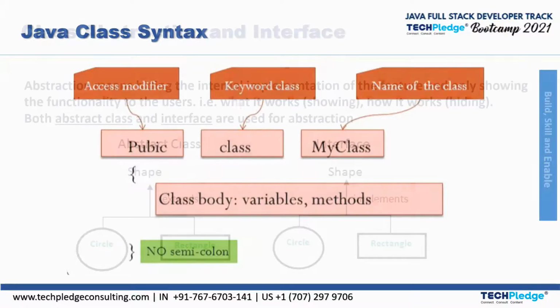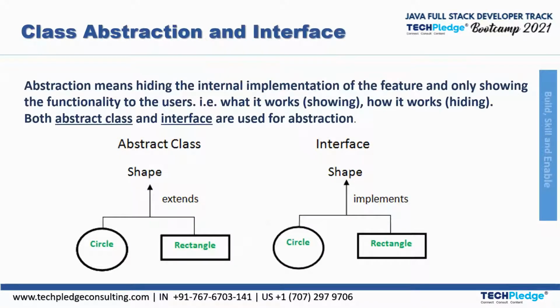Okay, so next is abstraction. What do you mean by class abstraction and interface? First of all, let me go into abstraction. Abstraction means hiding the internal implementation of a feature and showing the functionality to the user.